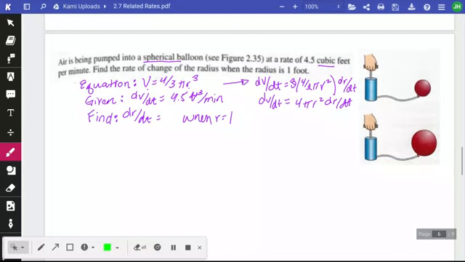Now we're going to plug in the information we know. We know that dV over dt is 4.5. 4 is 4, pi is pi, and we're doing a specific instance when r is 1, dr over dt. So if you notice, we are only missing one thing. We're going to do a little more work to solve it. I need to divide everything away from the dr over dt. You're just going to solve like you would an algebraic expression, but we are solving for dr over dt. So I will divide by 4 pi times 1 squared, which is just 4 pi. I'm going to divide both sides by 4 pi.